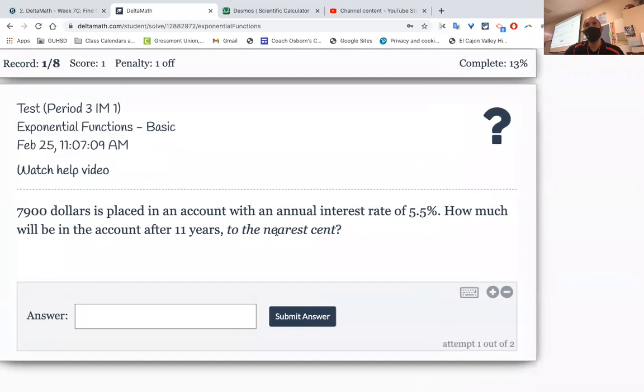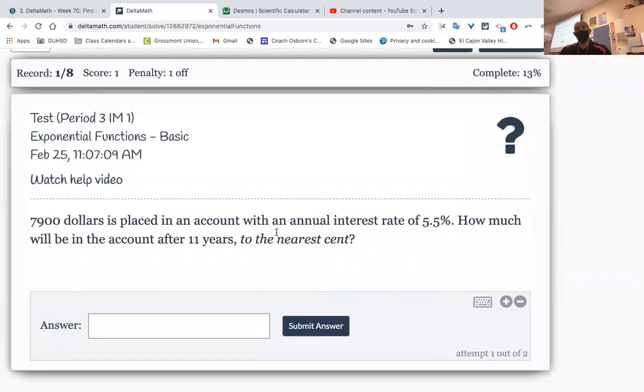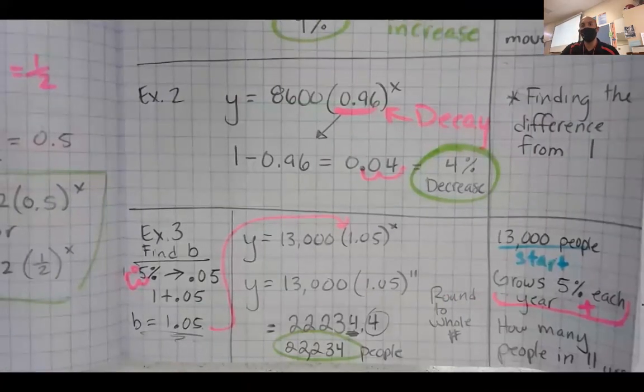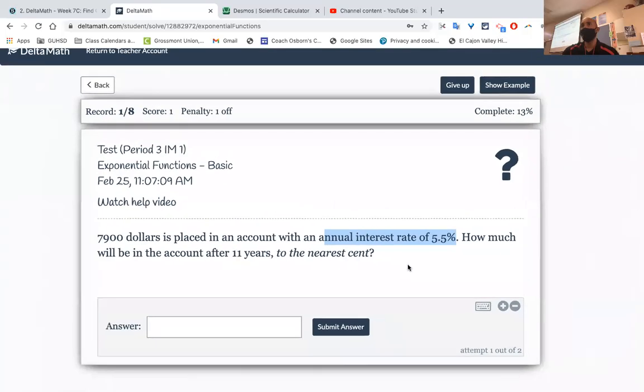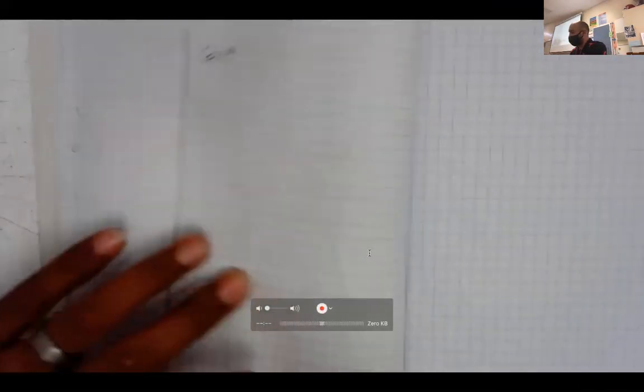The annual interest rate. All right, so first of all, before we do this one, I'm going to come back here and let you guys copy this. So with interest, that means growth. That means we're increasing our money, not decreasing our money. So that's the key word. So when you're looking at these problems, you need to understand what the words mean. Okay, so annual interest rate of 5.5, and then how much will be in after 11 years. So we got like that same 11 years again. But now it says round to the nearest cent. Okay, so let's write those things down.